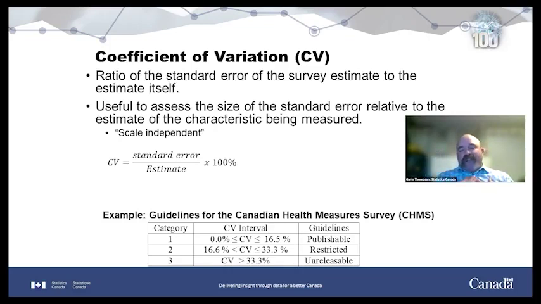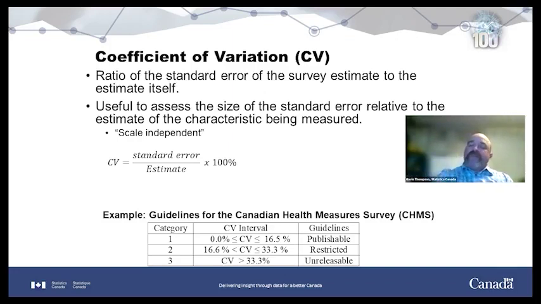They're mostly, in my opinion, there to write policy. So for example, the guidelines for the Canadian Health Measures Survey, category 1, which is publishable, say that if you have a CV between 0 and 16.5%, we publish it without any further warning. 16.6 to 33.3 becomes restricted. So we may not publish this number.